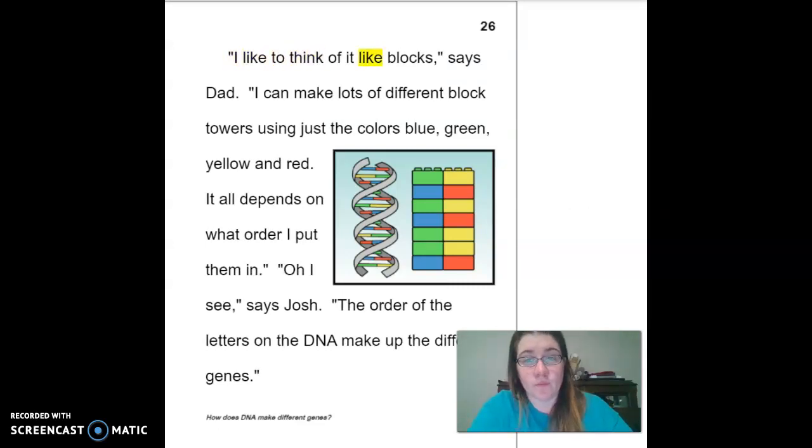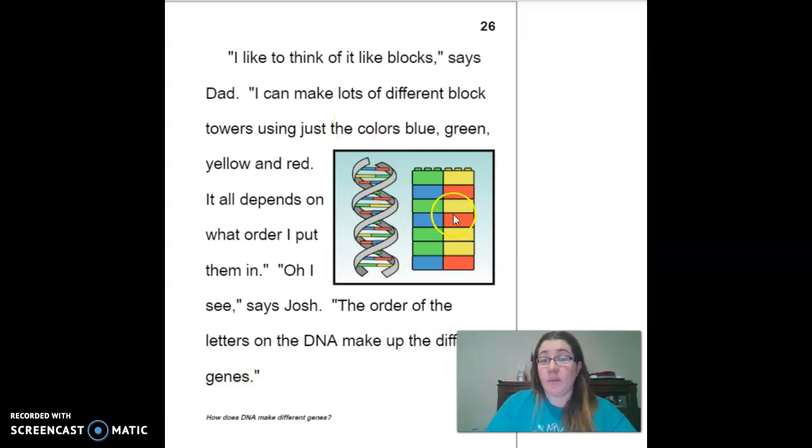"I like to think of it like blocks," says Dad. "I can make lots of different block towers using just the colors blue, green, yellow, and red. It all depends on what order I put them in." "Oh, I see," says Josh. "The order of the letters on the DNA make up the different genes."